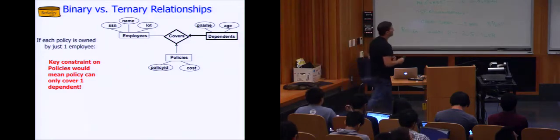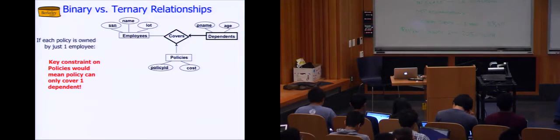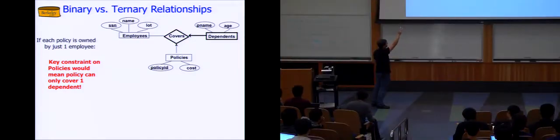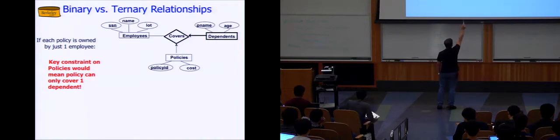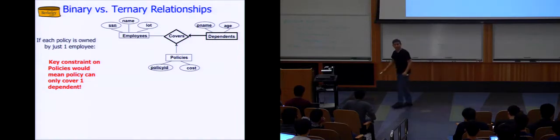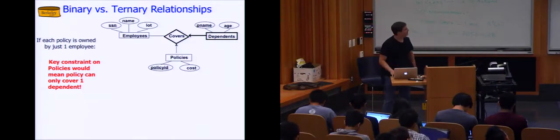One more time. The key constraint from policy says that policy participates at most once in the relationship set, and the relationship set covers both dependents and employees. So the policy is associated with at most one pair, employee and dependent. Right, which seems like a bummer because then I can only have that policy for one of my kids.